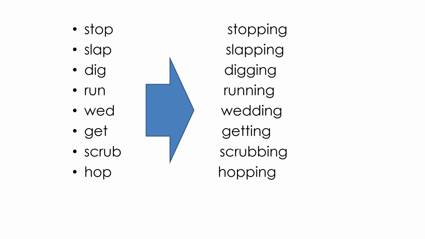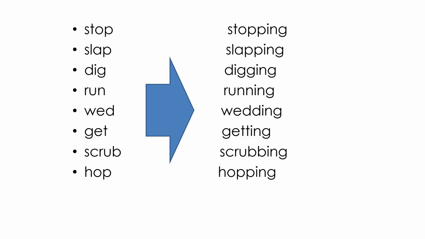Dig, digging. How many of you know how to dig? Are you sure? I know you don't know. You don't even know how to hold a hoe. Go to the villages and dig, okay? Run, running. I am running, okay? Running, double N. Wed, wedding. Have you ever seen someone wedding? Yes. So we double these two letters. We double this, it becomes wedding, D-D. Get, getting, double T.